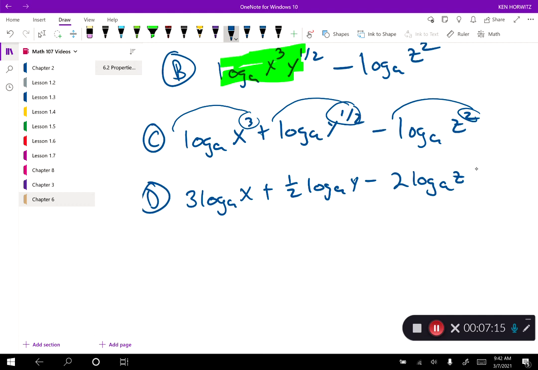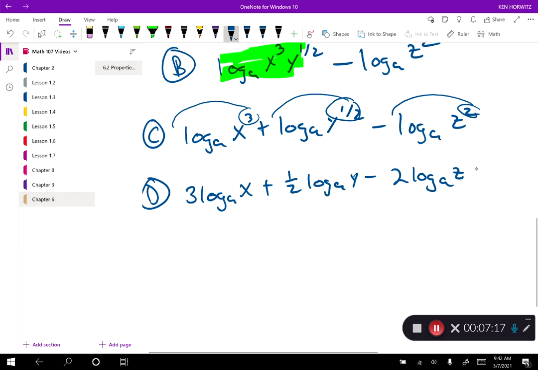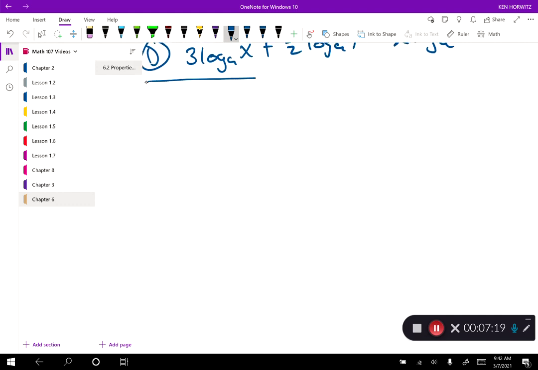Well, just as I can expand a logarithm using my laws, I can also condense a logarithm using these same laws. So here's my next example. I can say, express as a single log.